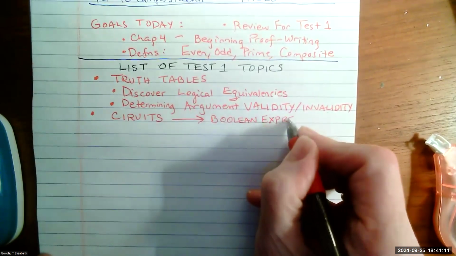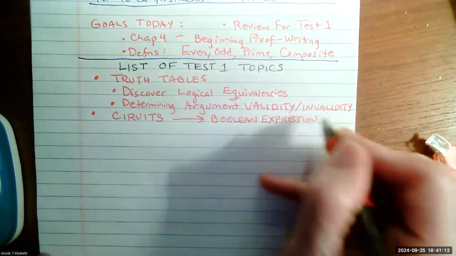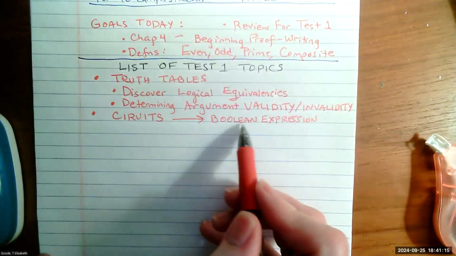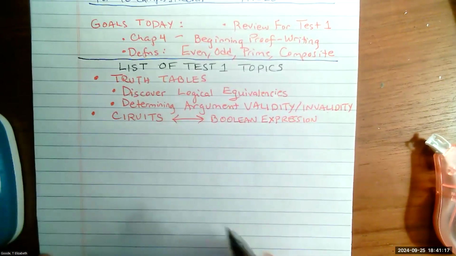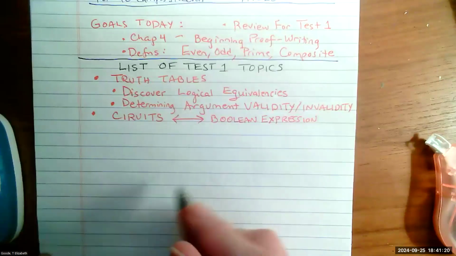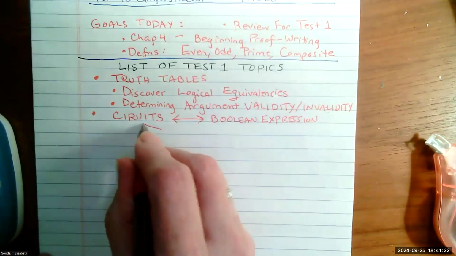But maybe you would be given the Boolean expression, in which case you'd like to be able to draw the circuit from that. Also, then there are I/O tables.